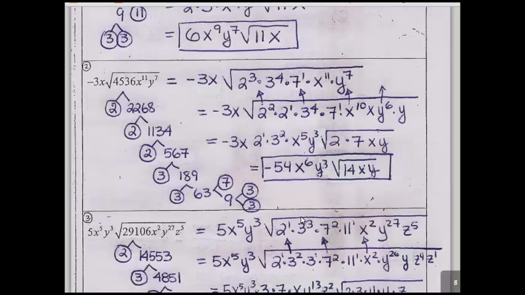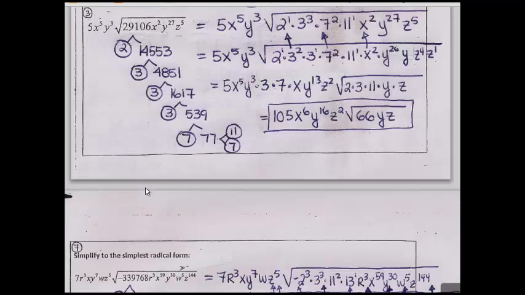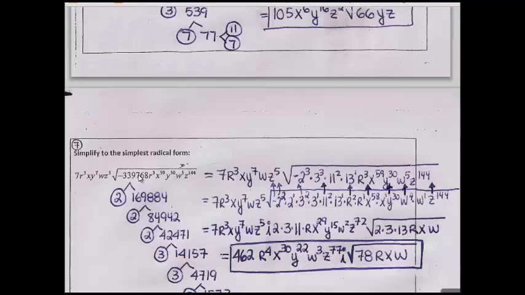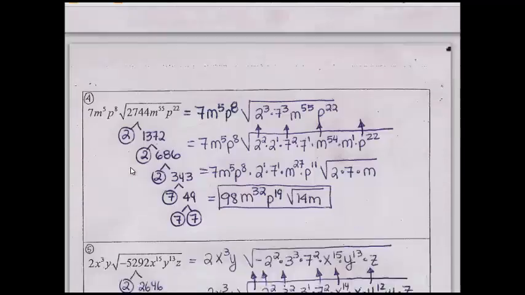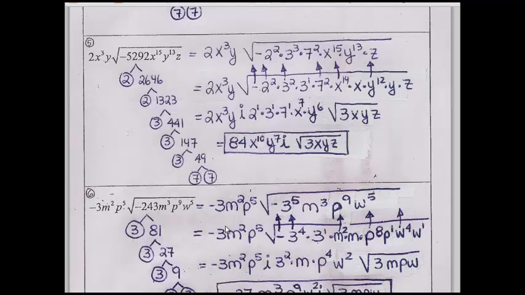So there will be about 3 questions similar to these. Again, not with such big numbers like 29,106, but with something smaller like 243 or things like that. There will be one question where you're going to have something with a negative inside. Remember, the negative comes out as an i. So the negative comes out of the radical as an i.